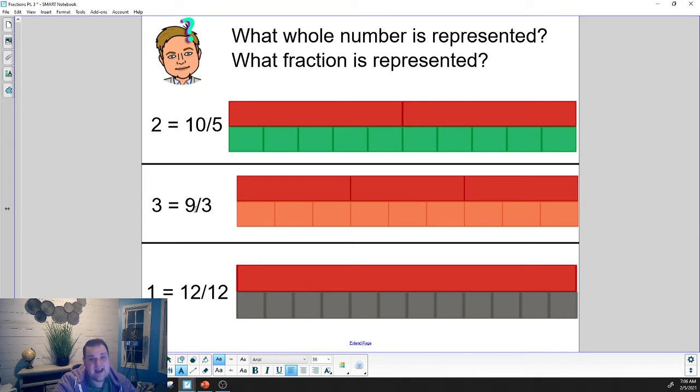Here, we've got 9 total pieces that are put into 3 groups, 3 wholes. 12 pieces split into 12 groups equals 1 whole. So fractions and division definitely are related.